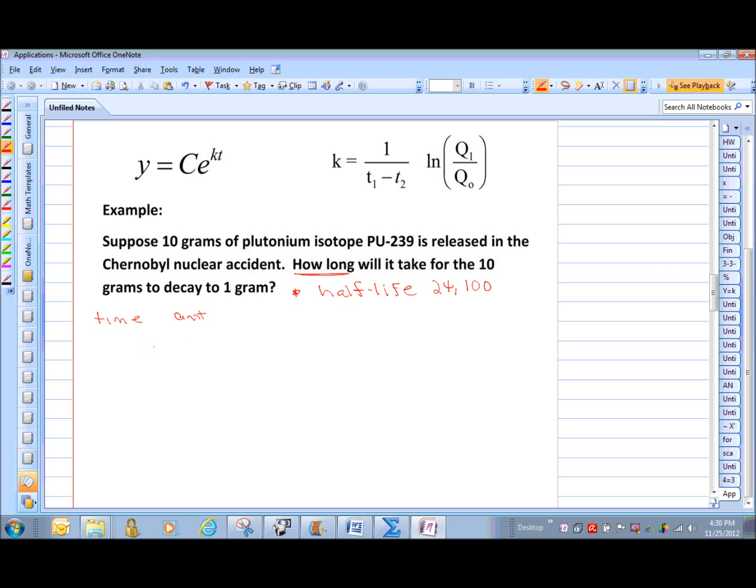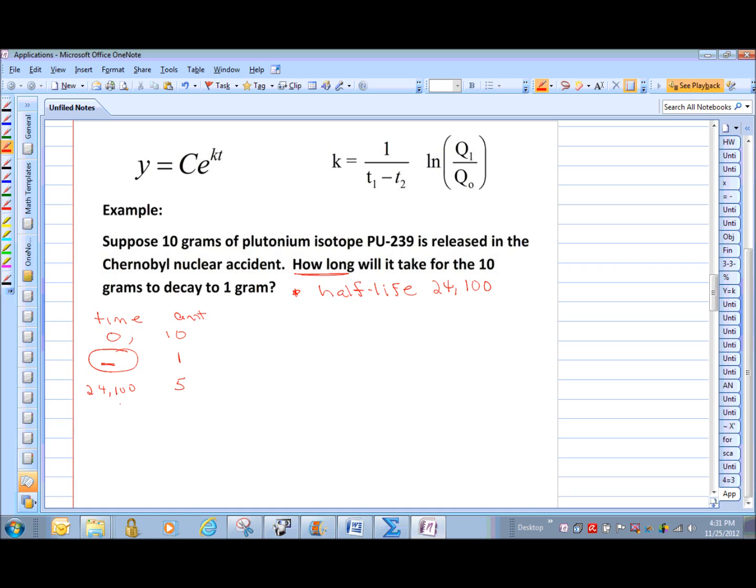So we know that at 0 time we release 10 grams. And then we want to know how long it's going to take for the 10 grams to decay to 1 gram. So we don't know the time it's going to take to get to 1 gram. But we do know the half-life. So we do know that that amount will reach 5 grams at 24,100.